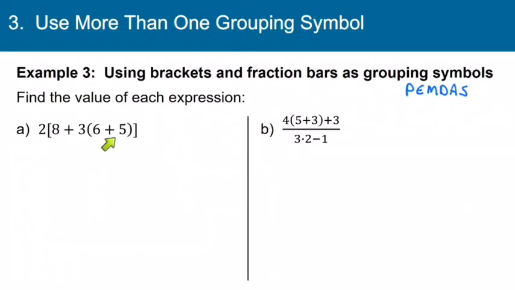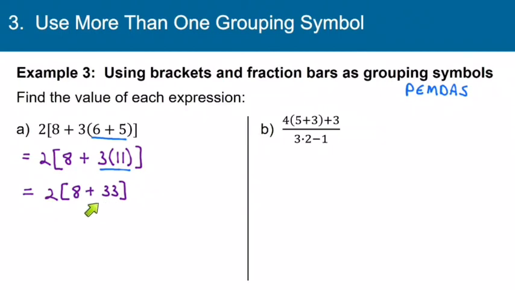So starting with this inside set of parentheses, the only thing to do in there is to add. So we will underline our 6 plus 5, and 6 plus 5 of course is 11. So now I'm going to have 2 bracket 8 plus 3 times 11. And now, still working inside the brackets, my choices are to either add first or multiply first. Of course, we know multiplication and division come before addition and subtraction. So we will underline 3 times 11, and 3 times 11 is 33. So now I have 2 bracket 8 plus 33.